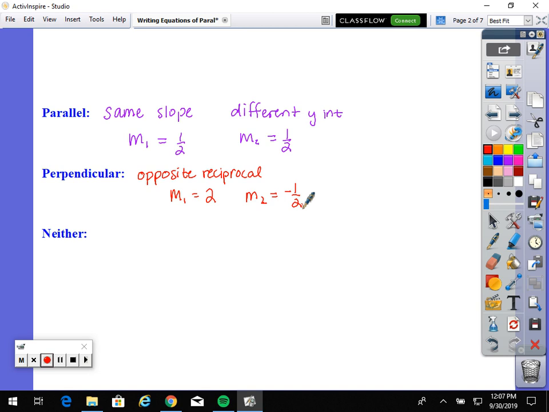And then neither, that just means they have different slopes. So line 1 could have a slope of 2, and line 2 could have a slope of -2. They have no relationship.